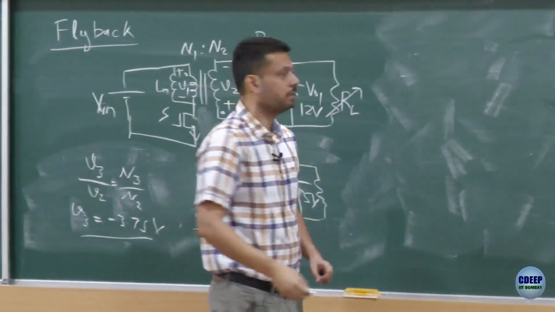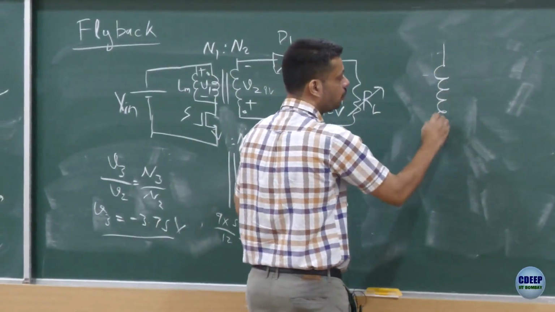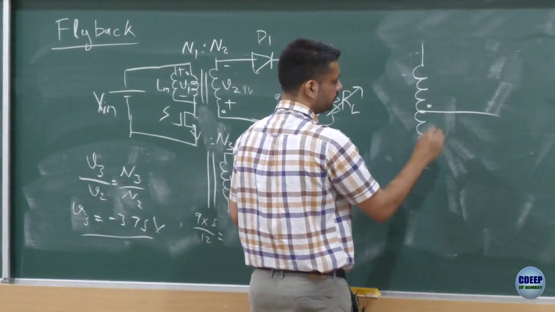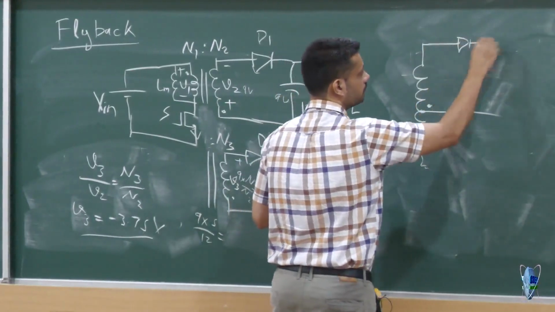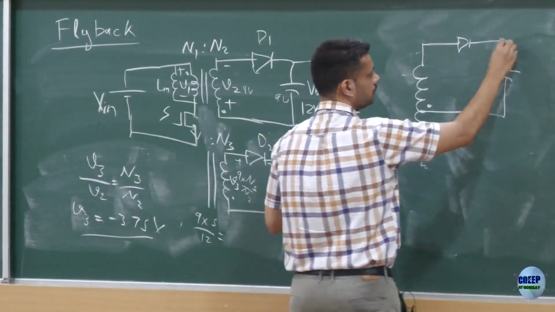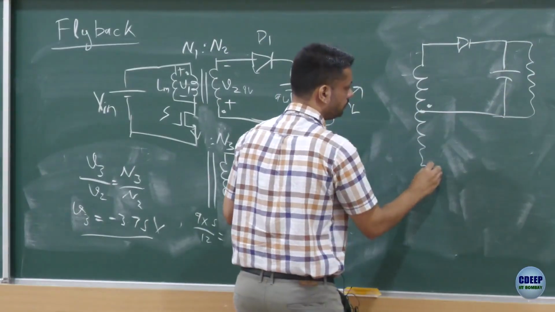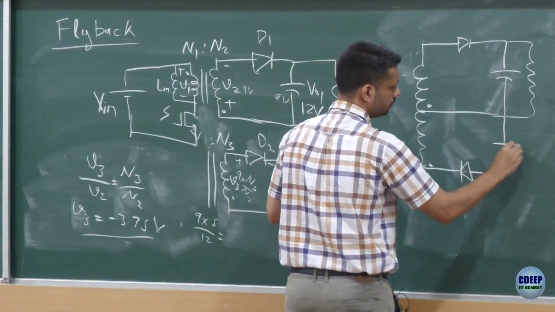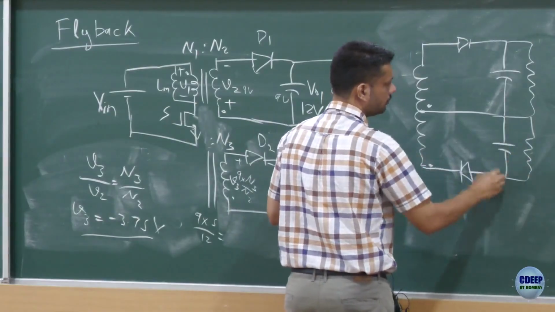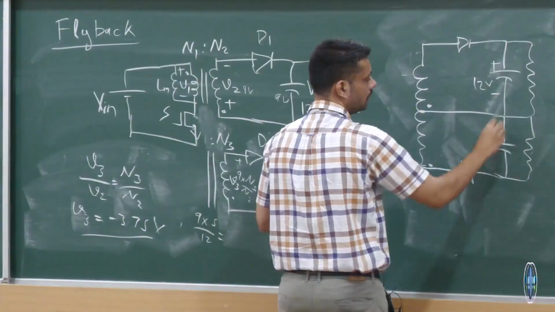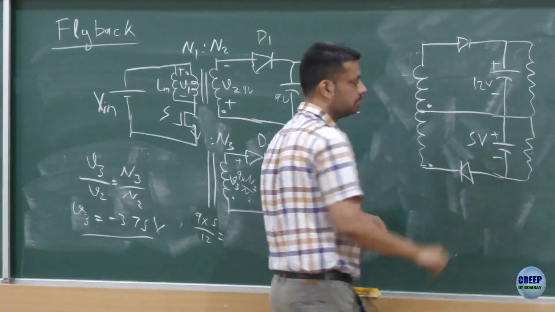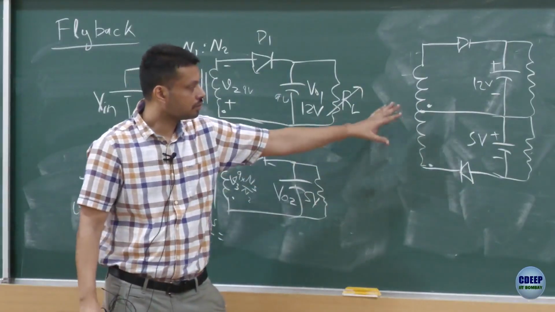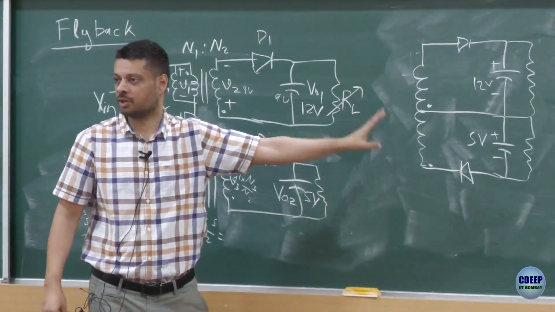So what he is saying is, why don't you on the secondary, instead of using 2 windings, use something like a center tapped. You can get 12 volt here, you can get 5 volt here, sure, why not. You can do this also. If you are not able to understand as of now, that's fine.